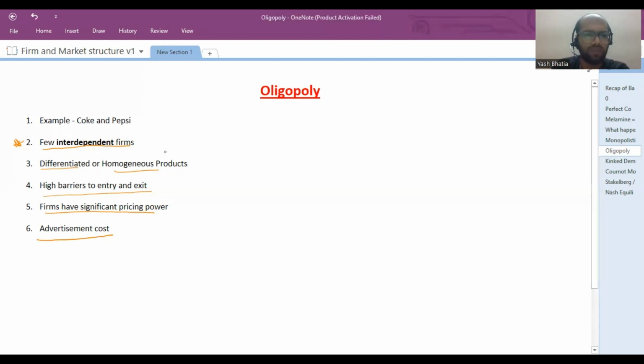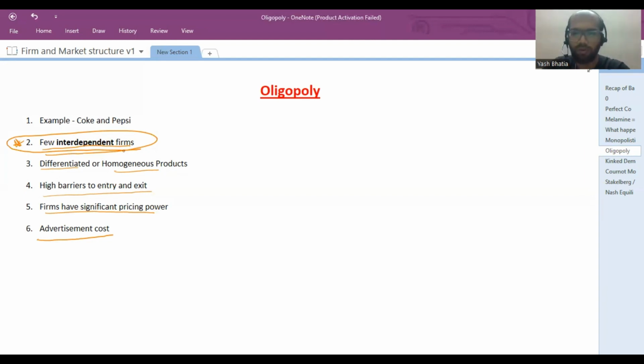Okay, so these are the features of oligopoly that we need to remember. The main one being there are few interdependent firms, but interdependency means that your demand curve is directly impacted by the price and actions of your competitors.